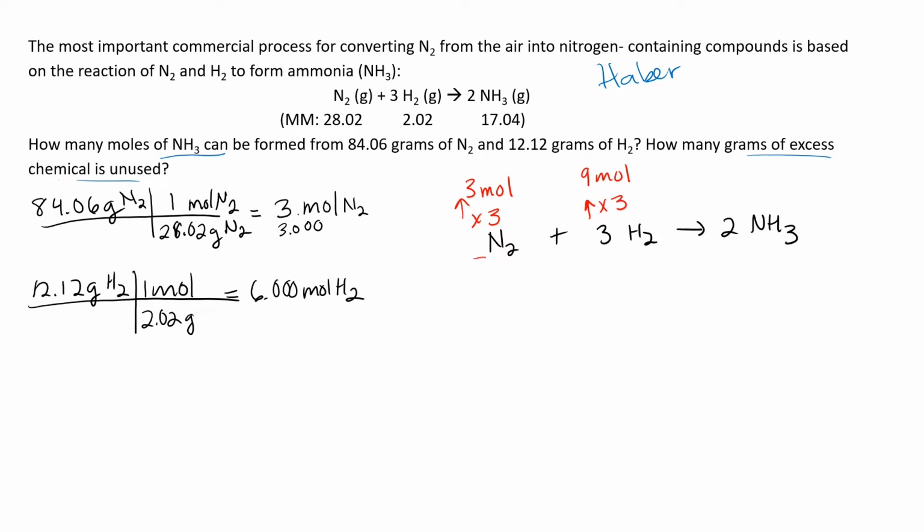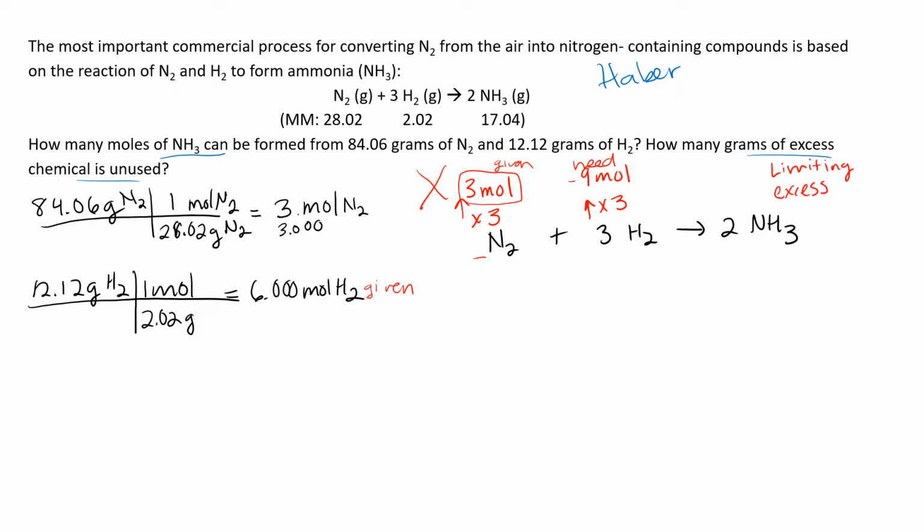Now, let's take a look at what we have. I am given 3 moles of nitrogen. If all of that reacts, I'm going to need 9 moles of hydrogen. Well, I'm only given 6 moles. So this reaction will not work. Okay? It will not work because I'm going to run out of hydrogen before I can do that. So I'm going to do the same thing and analyze my hydrogen. My nitrogen won't work. So at this point, we already know our limiting and our excess.